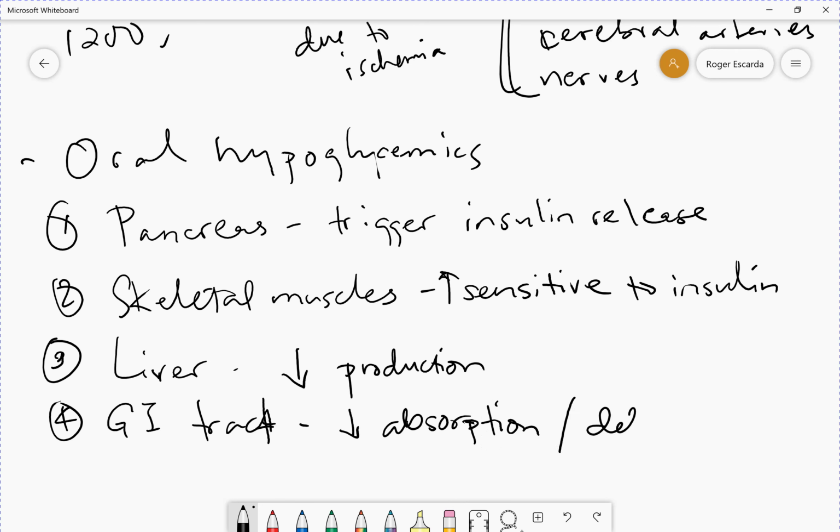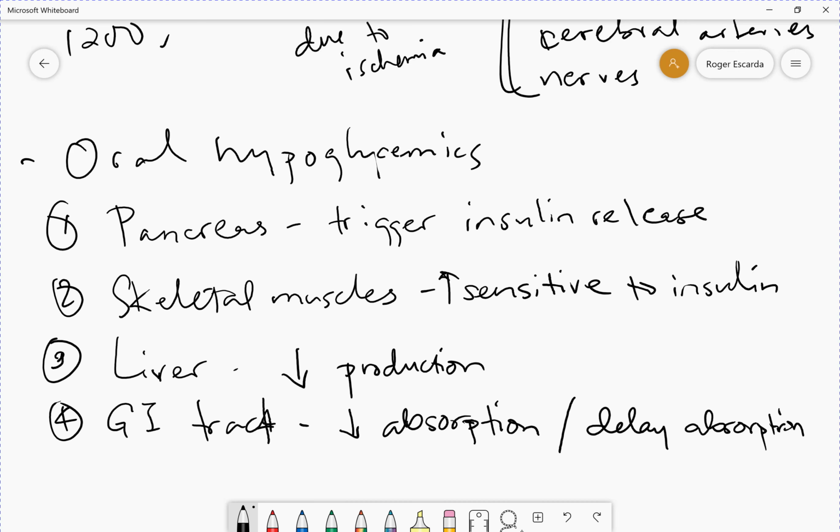Or delay absorption. Okay. So four possible actions. Some drugs may have more than one action, but they all target these four areas. Any of these four areas.